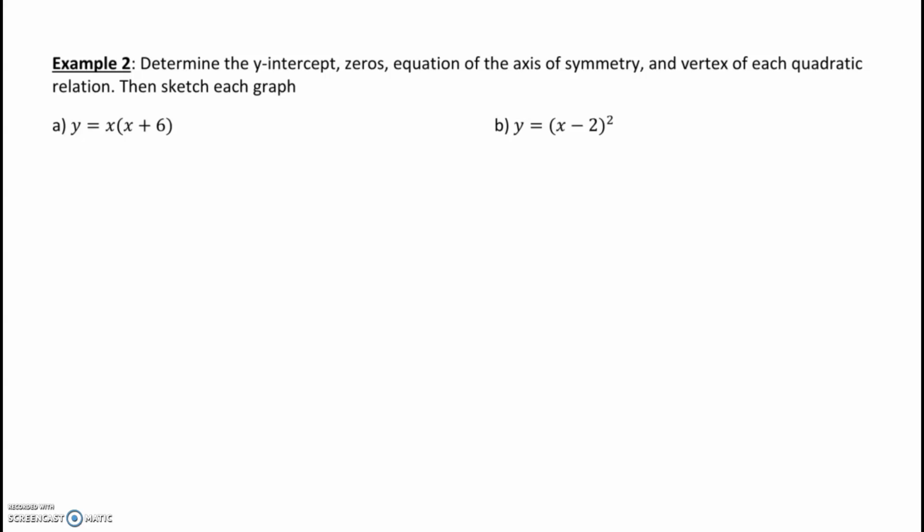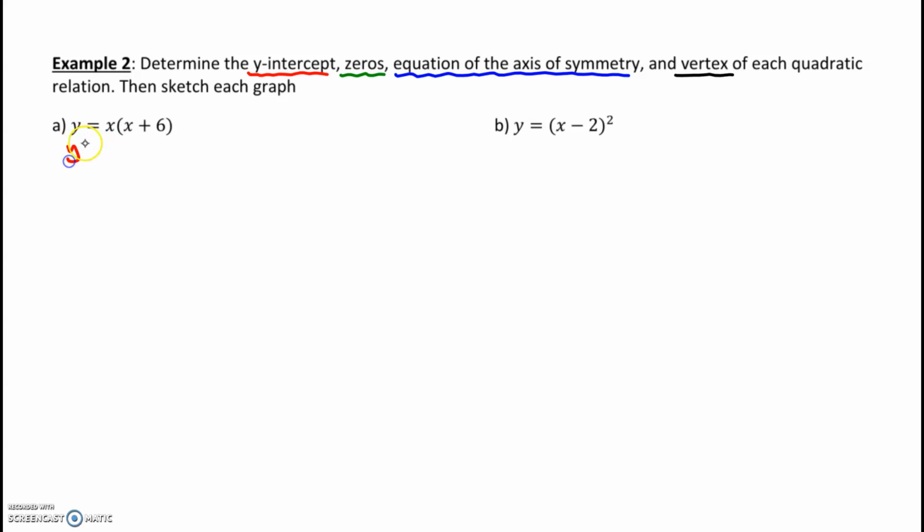All right, we're back with lesson 3, factor form of a quadratic relation, and we're looking at our examples now where we're required to determine the y-intercept, the zeros, the equation of axis of symmetry, and the vertex of each of the quadratics, and then we're going to do a sketch. All right, starting with the y-intercept.